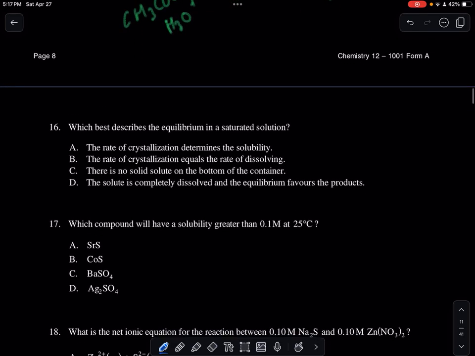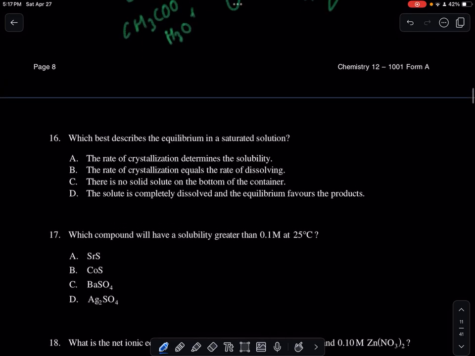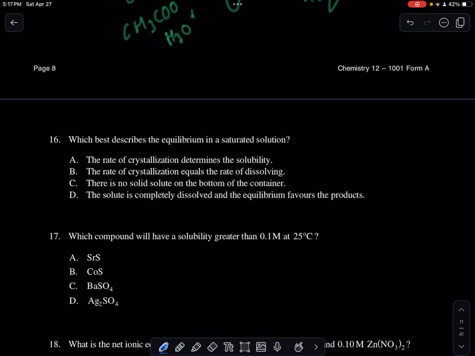Which best describes an equilibrium in saturated solution? So the answer to that is B. This is a strictly definition-based question in a saturated solution.